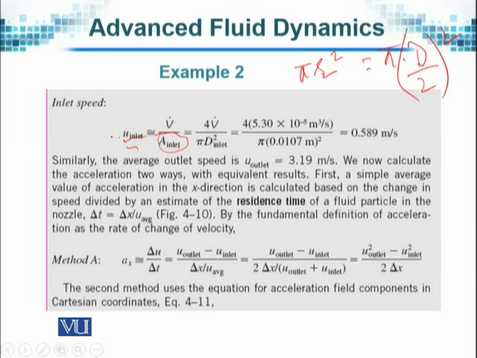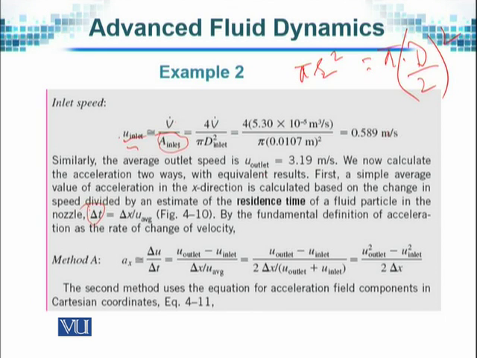That will give us u inlet, and when calculated it turns out to be 0.589 meters per second. Similarly, using the same formula, the u outlet will be 3.19 meters per second. We now calculate the acceleration in the two methods, where we take the traveling time and estimate it by taking a small time delta t, and the distance traveled will be delta x divided by u average velocity.